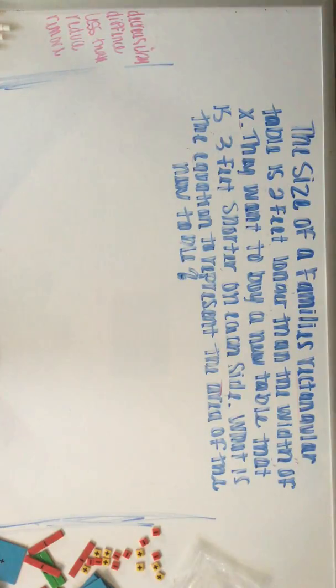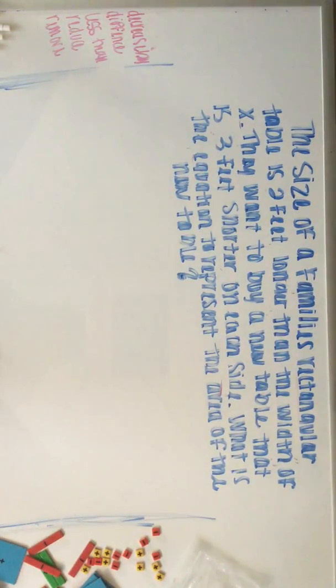Alright, we're going to go over multiplying binomials. This is a real-world application problem that we're going to start with and come up with a couple different methods on how to solve it. So our problem reads, the length of a family's rectangular table is 2 feet longer than the width of x.